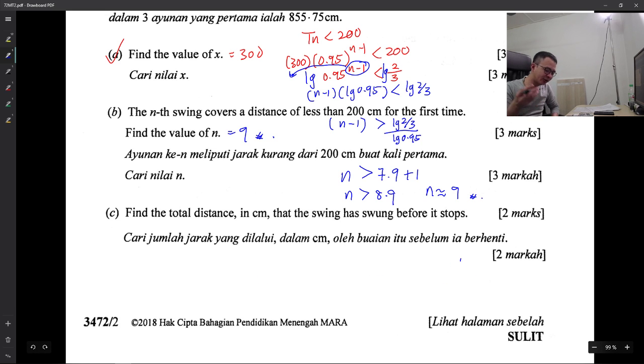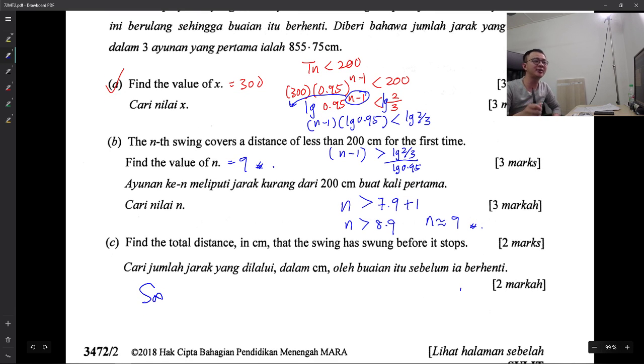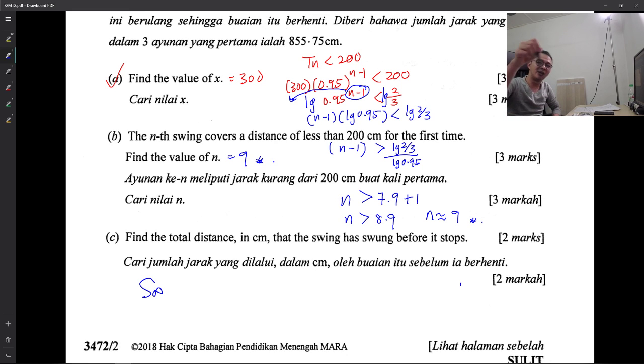Alright, okay. Find the total distance the swings have swung before it stops. So this is sum to infinity. Why do I know it is sum to infinity? Because you imagine the distance of the swings will become smaller and smaller, until very, very small, before it stops. So this one, you need to sum all the very, very small values. I always use the sum to infinity to do it.